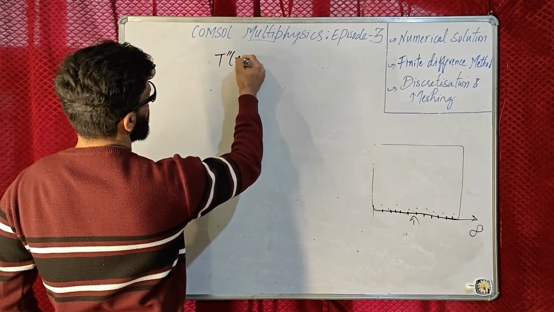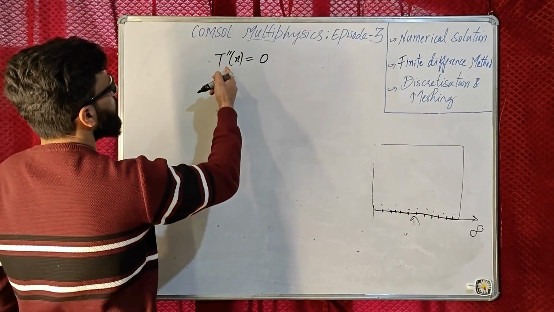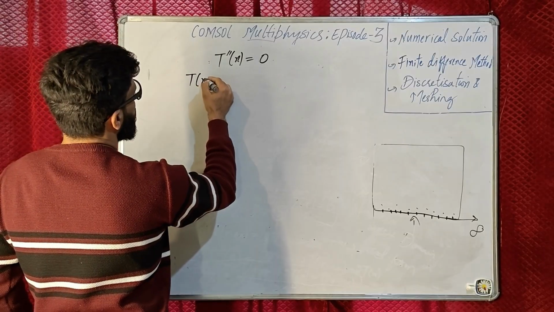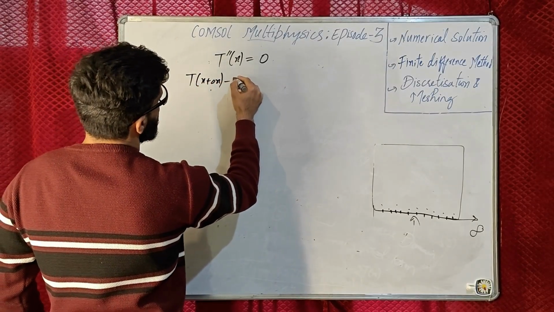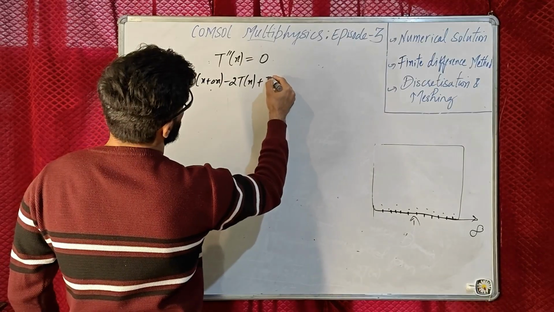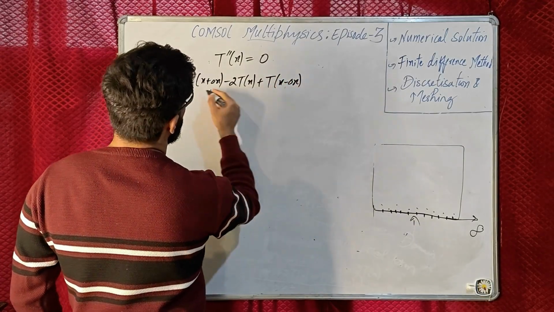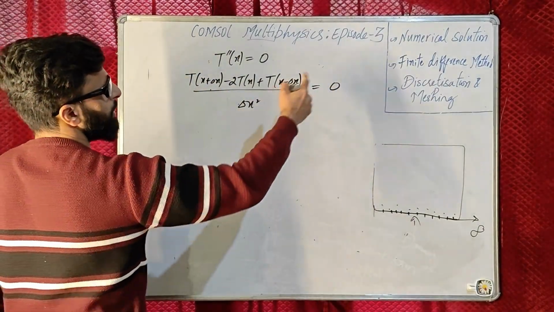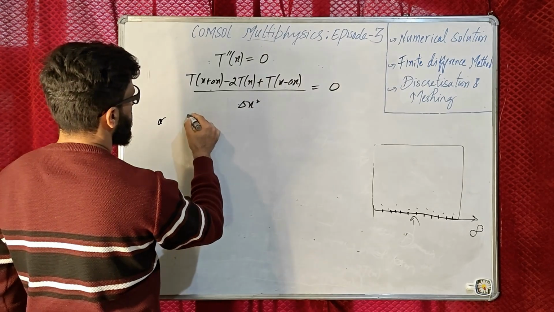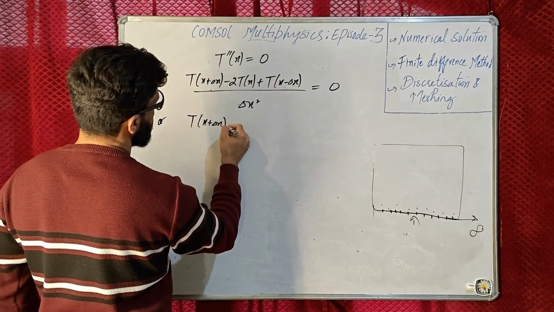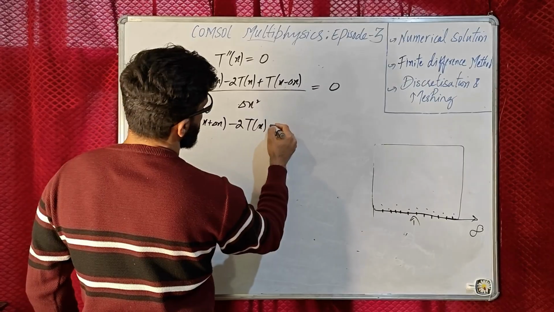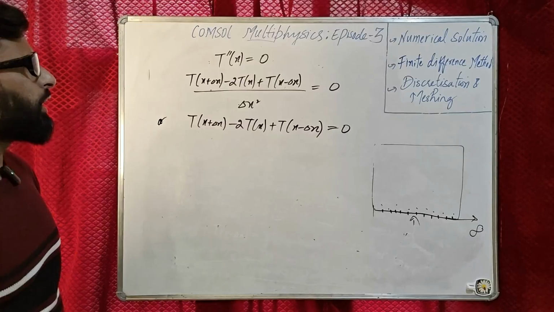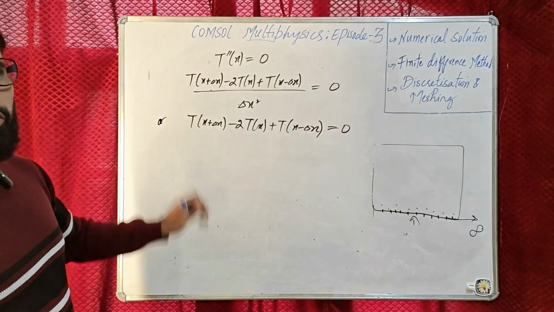This is our function which we want to solve, and we know we can replace this now. We can replace this by the finite difference method: t of x plus delta x minus twice t of x plus t of x minus delta x, divided by delta x squared, equals 0. Now we can multiply both sides by delta x square, and what we are left with is t of x plus delta x minus twice t of x plus t of x minus delta x equals 0. So we converted our differential equation into an algebraic equation.